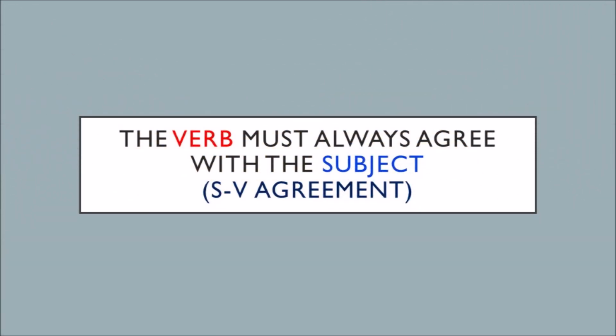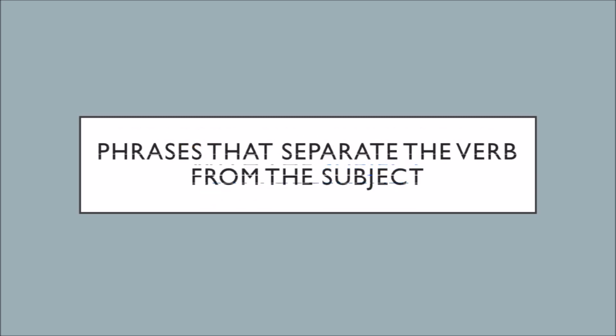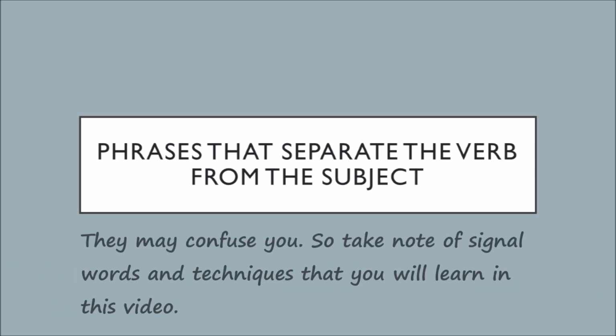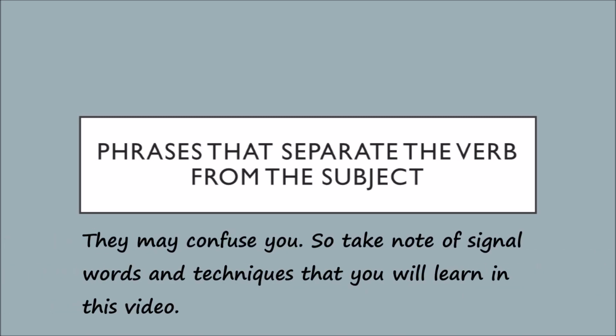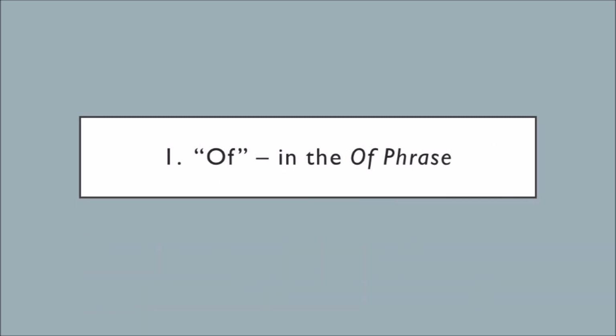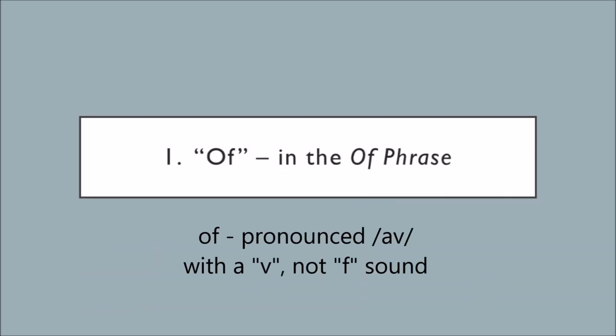So with the basic rule in mind, let us now talk about Rule 1 concerning phrases that separate the verb from the subject. These phrases may tend to confuse you, but don't worry, you have some word signals to watch out for, and here is the first: of in the of phrase.